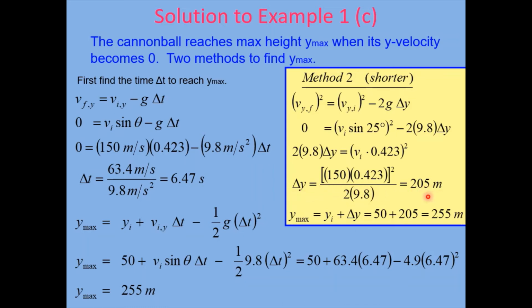We have to be a little careful, though. This is not the final answer, because remember, this just tells us how far the cannonball went up from the cannon. This is its displacement. To figure out the actual maximum height of the cannonball, we need to add the height of the cliff to the displacement. So the height of the cliff, remember, is 50 meters. So we add 50 to our 205 meter displacement to get our final y max of 255 meters above the ground.